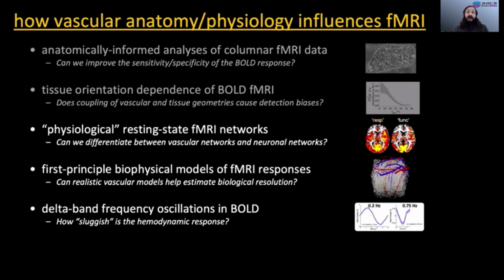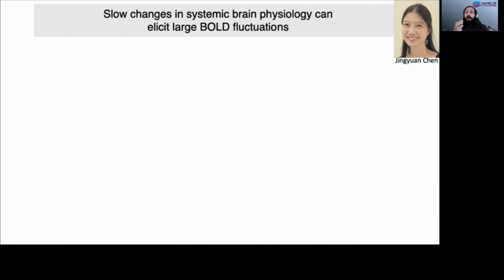Okay, so now that we've seen how both small-scale and large-scale vascular organization are matched to the surrounding anatomy, I'd like to talk about how large-scale vascular organization may affect resting state fMRI data. So this is work by Jingyuan Chen, shown here, who is interested in how slow changes in systemic brain physiology affect the spatial patterns of BOLD fluctuations.